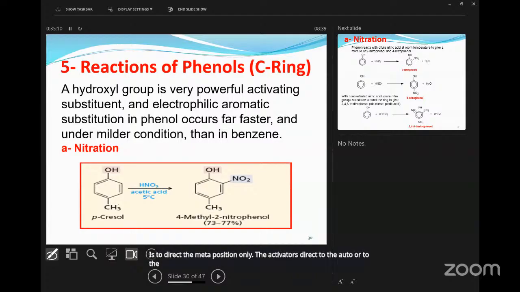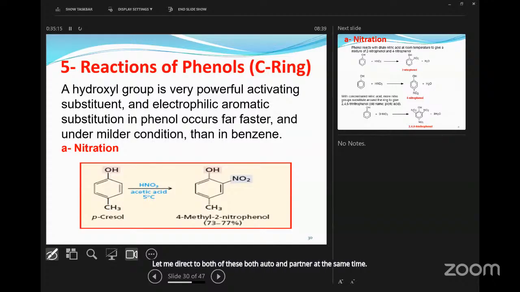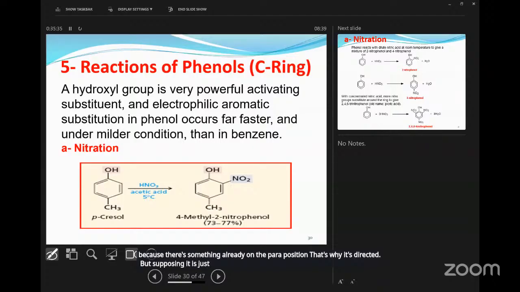And if they are very strong, they will direct to both ortho and para at the same time. Because OH is a very, very powerful activator, the reaction is fast, and you can see that it can direct to the ortho position. So it has directed to the ortho position because there is something already on the para position. But supposing it is just OH that is here, then this NO2 will go both to the para and the ortho position. But because there is CH3 here, that's why we have it here.